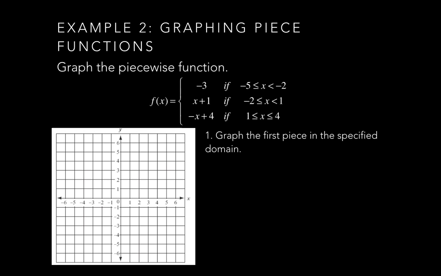We're going to actually graph a piecewise function. So this is the function. It looks kind of crazy. F of x equals -3 if your x values are between -5 and -2. The function f is x plus 1 if you're working with x values between -2 and 1. And your f function is negative x plus 4 if you're working with x values between 1 and 4. So we're going to have 3 pieces in this graph.